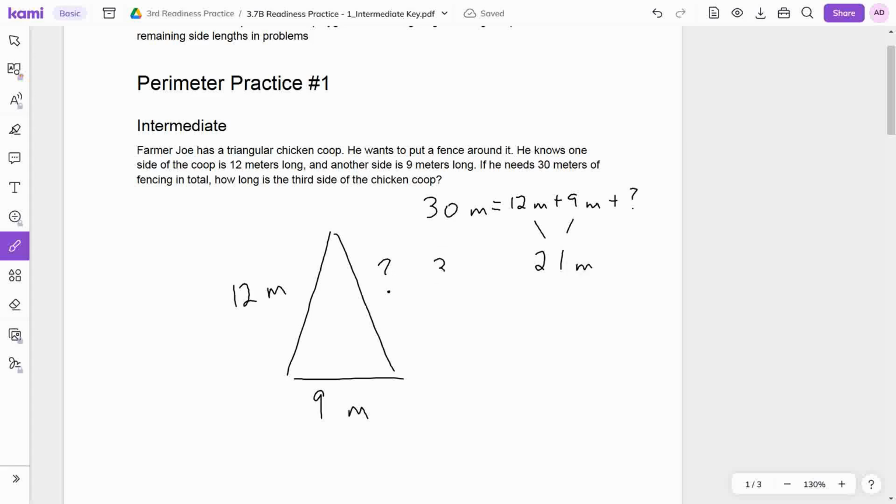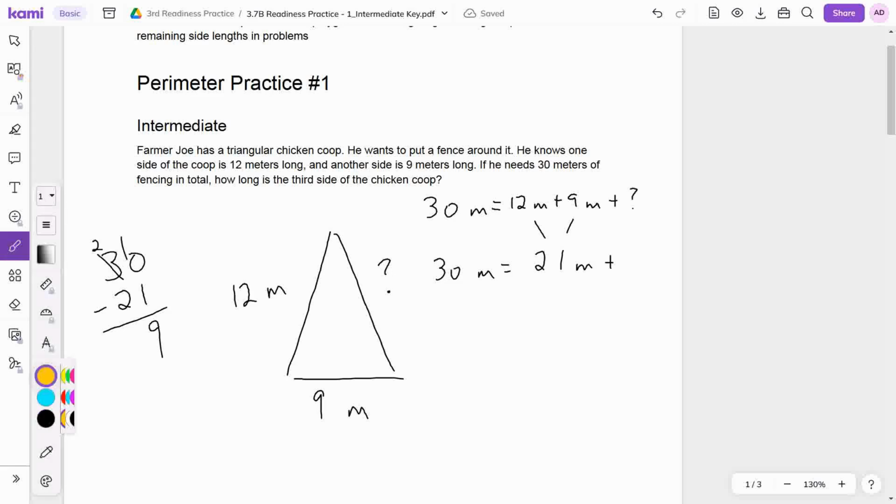So really, we've got 30 meters equals 21 plus what? And so we can think of that as 21 plus what makes 30. We can also think of it as a subtraction sentence. 30 minus 21, right? That's going to get us just 9. So 9 is what we are missing.